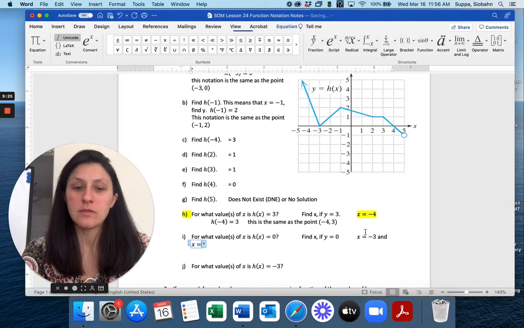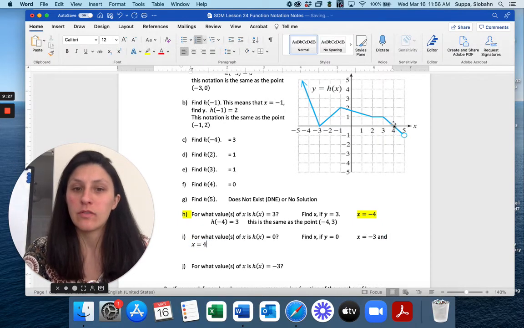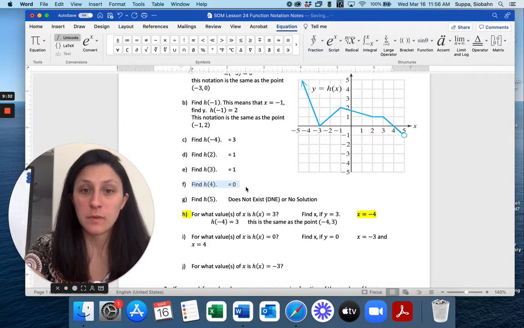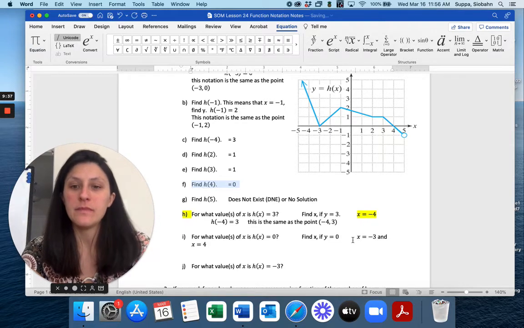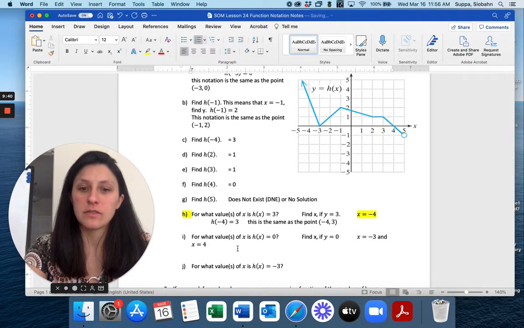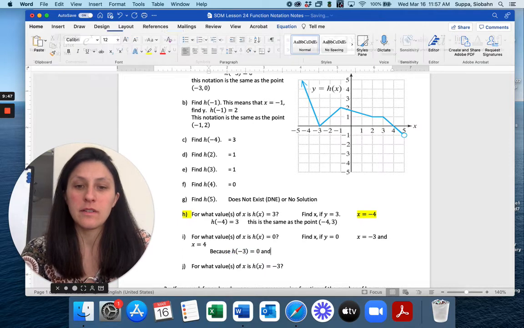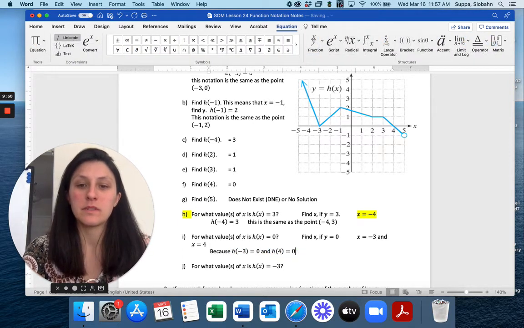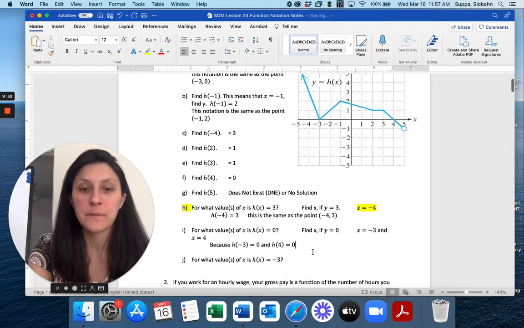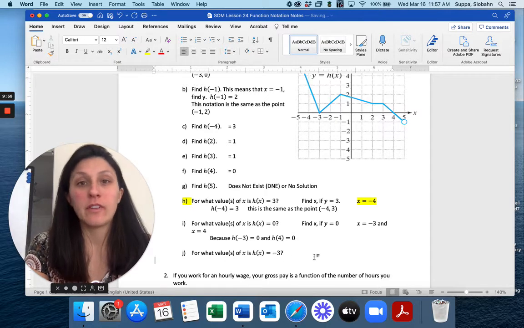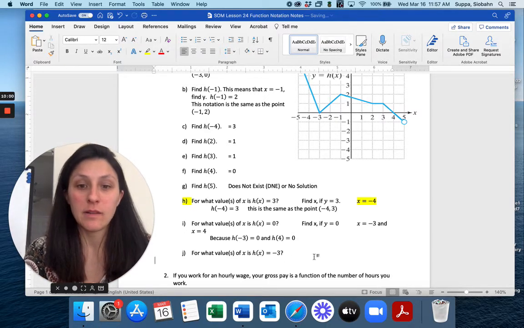Another value for x would be 4, which you could see over here, and you can also see we wrote here h of 4 equals 0. So we already knew that one of the x values is 4 because we figured it out in part F. But just to round out our knowledge, those are the two answers there. And if you wanted to explain why, you can say because h of -3 equals 0 and h of 4 equals 0. That's why you have two answers there. And what about for part J? So if you haven't already tried this, go ahead and pause your video now and try part J.